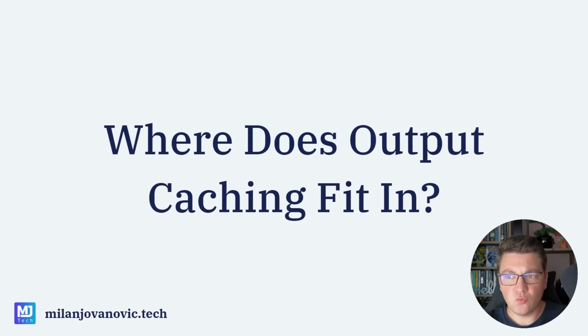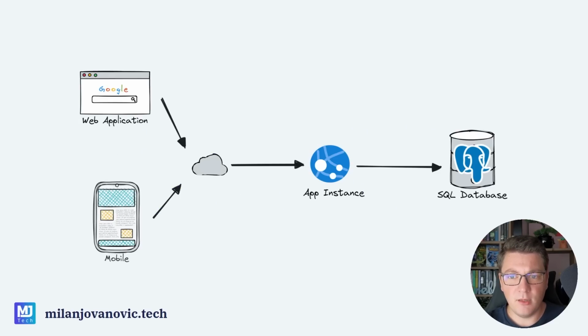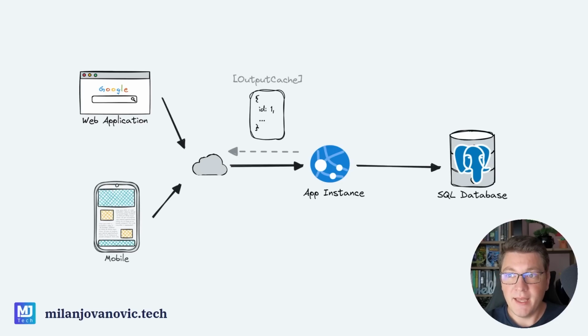Now let's discuss where output caching fits into our web application. For example, we could have a web application or a mobile client talking to our application, which talks to a database to return back the required data. And when we send a request to our application, we can reach out to the database, fetch the required data, and then output cache the response. So what we are actually caching here is the response to an HTTP request.